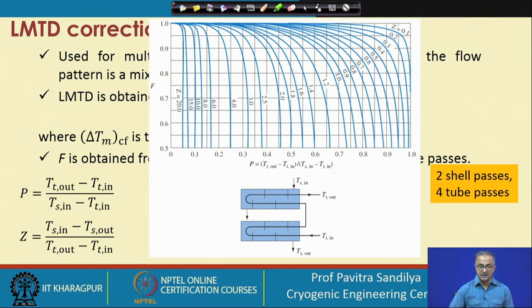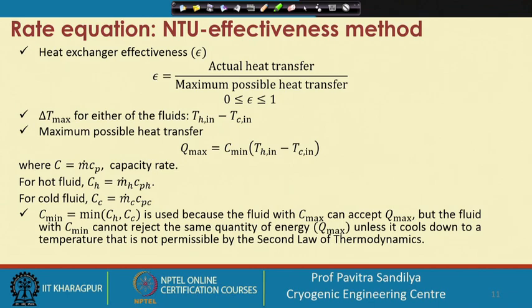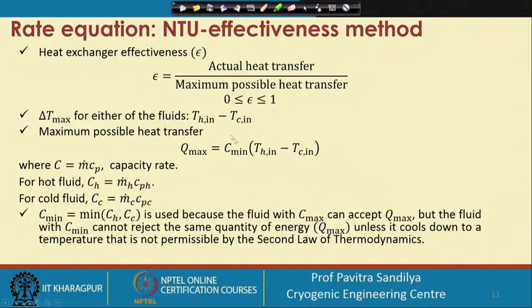Similarly, we have some other values of this F. This is for 2 shell passes and 4 tube passes, and then we have some for cross flow. These are representative diagrams to find the value of F for various configurations. There are many more configurations possible for which we have to locate the particular graph to find the value of F. Sometimes these values of F are also given in tabular form. Now next we come to another method, that is the NTU-effectiveness method.